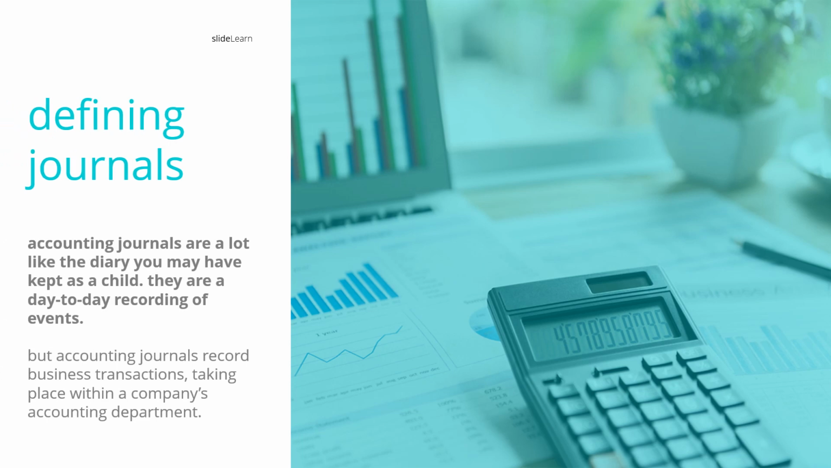Accounting journals are a lot like the diary you may have kept as a child. They are a day-to-day recording of events. But accounting journals record business transactions taking place within a company's accounting department. Accountants call journals the books of original entry because no transactions get into the accounting records without being entered into a journal first. A business can have many different types of journals. In this section, you learn about the most common ones your financial accounting class discusses, which are tailored to handle cash, accrual, or special transactions.